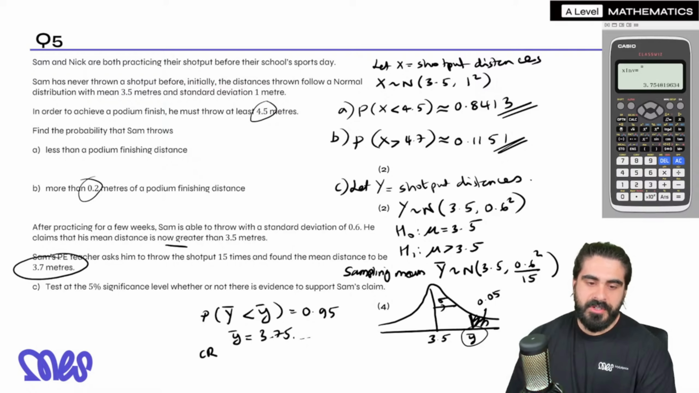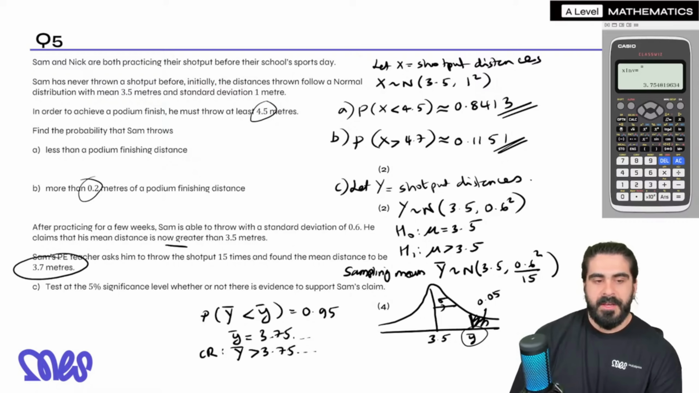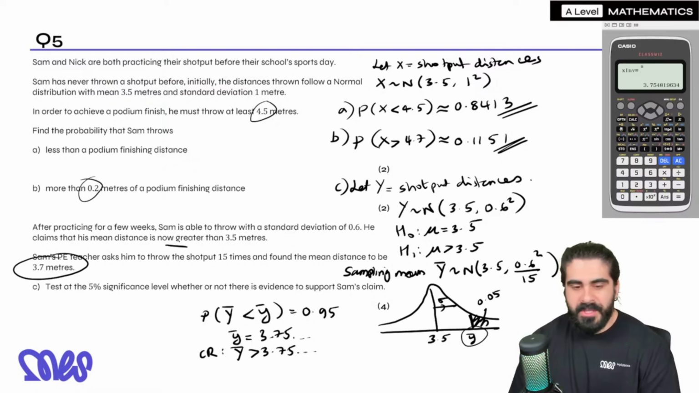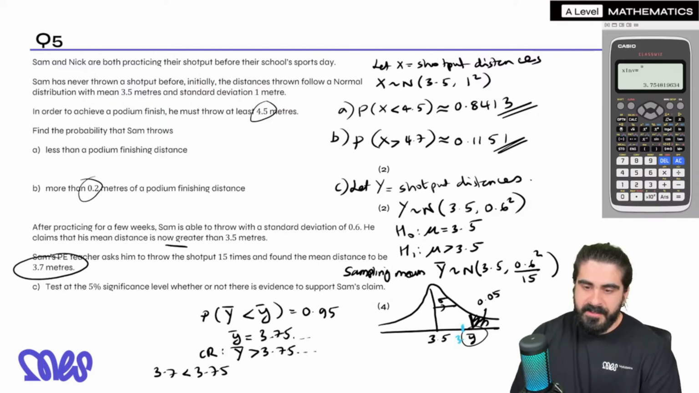Our critical region is any y value bigger than that 3.75. Which 3.7 is not within the critical region. So 3.7 is actually less than 3.75. In terms of your diagram, 3.7 is probably over there. It's not in that critical region. We're actually going to accept H0.